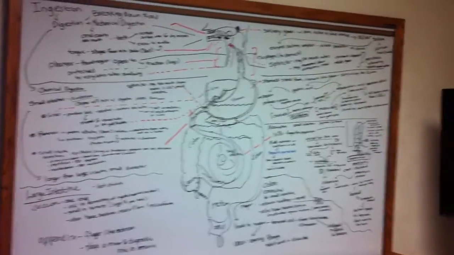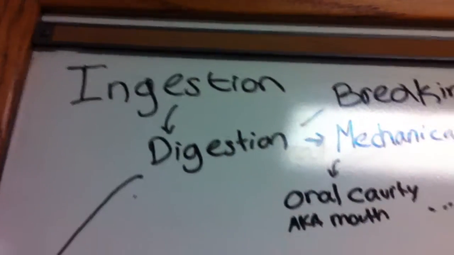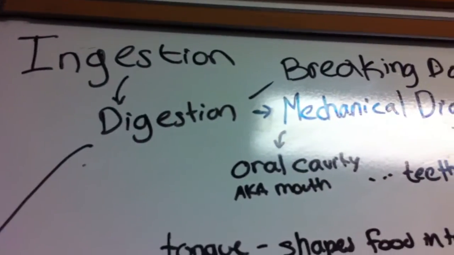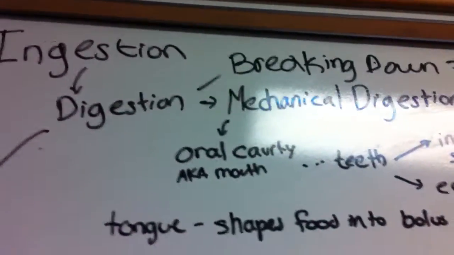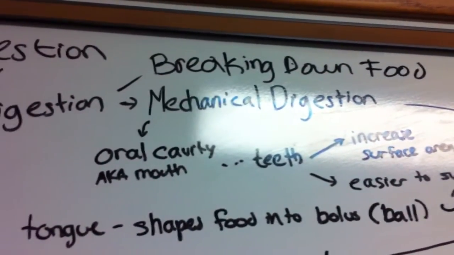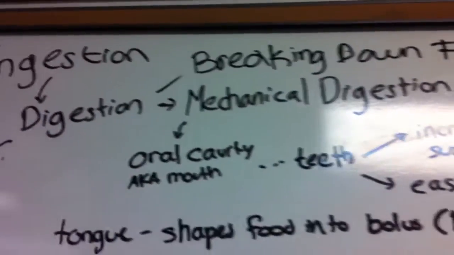This is the digestive system. Let's take a look. First begin with ingestion, which is the act of eating. Then we move on to digestion. Digestion just means breaking down your food, and it will include mechanical digestion. Mechanical digestion starts in the oral cavity, also known as the mouth.